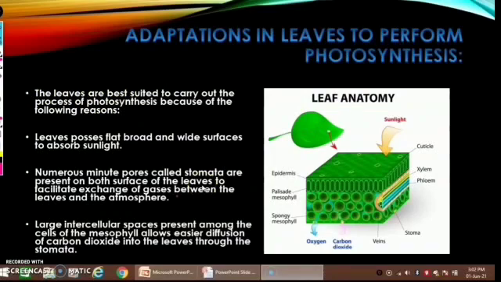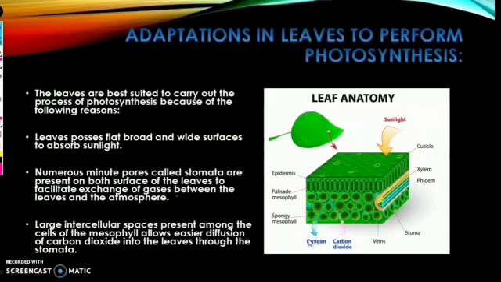Apart from these two points, children, there are large intercellular spaces present among the cells of the mesophyll layer, especially the spongy mesophyll layer. It allows easier diffusion, easier exchange of carbon dioxide and oxygen gas. That means during photosynthesis, these intercellular spaces allow the entry of carbon dioxide through the stomata. Not only that, they also allow the outward movement of oxygen through the stomata.